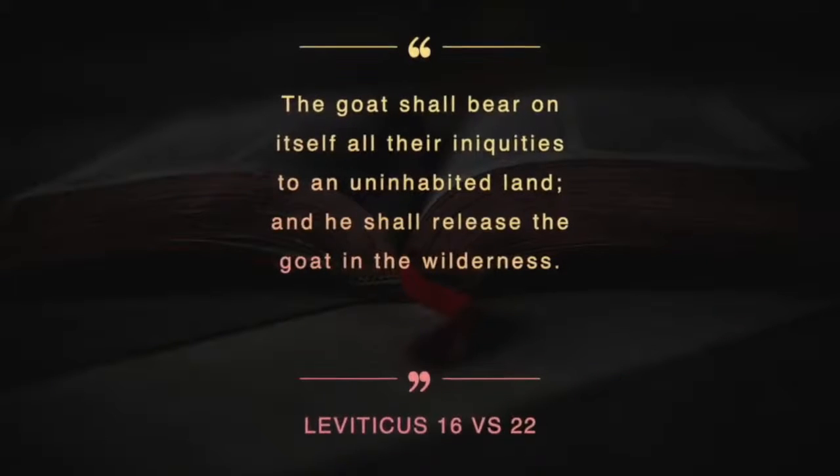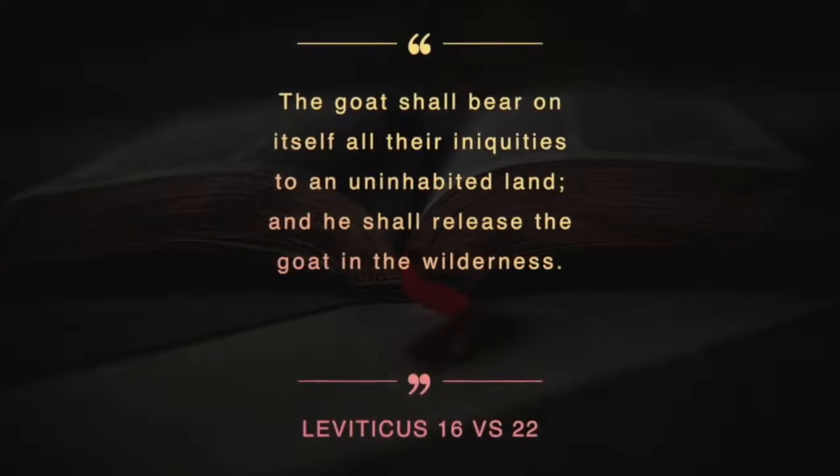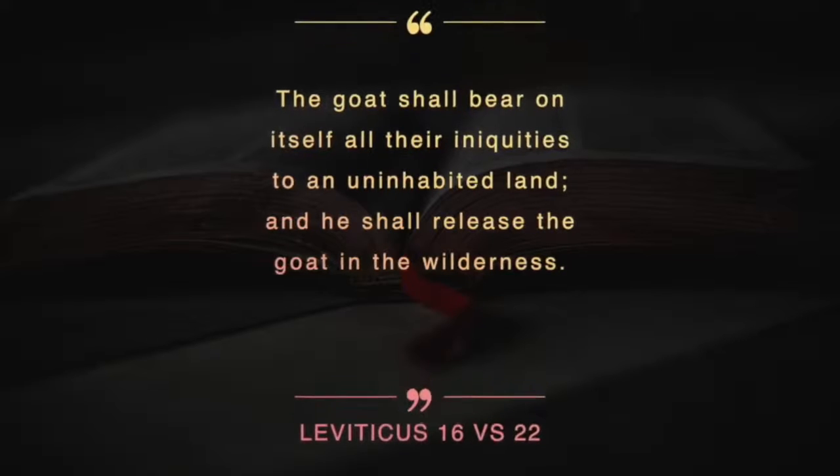Verse 22, it says, the goat shall bear on itself all their iniquities to an uninhabited land, and he shall release the goat into the wilderness. So the goat is simply set loose in an area that's not inhabited by people. It's not left in the center of the village. It's not in the common thoroughfares of life. It is left out in the woods where it will perish on its own. Maybe some wild animal might kill it and destroy it.